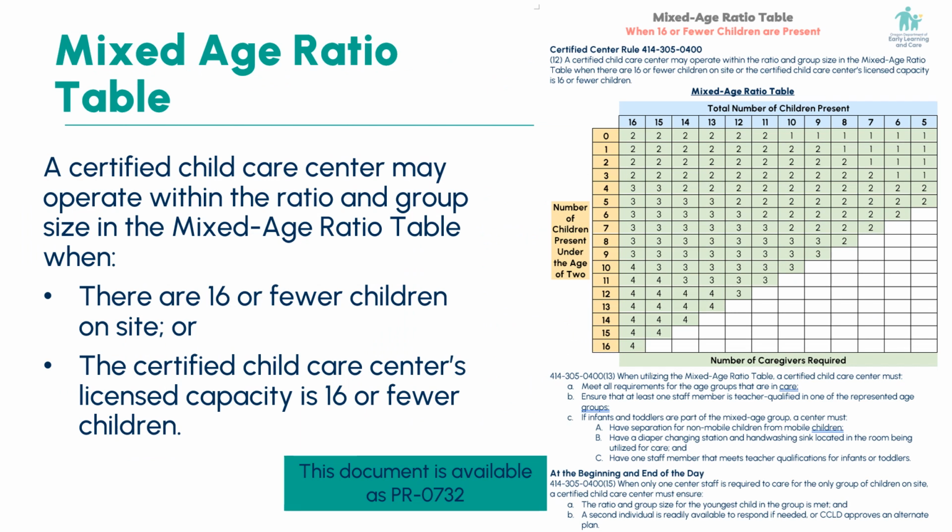There is a new ratio table in the rules. A certified child care center may operate within the ratio and group size in the mixed age ratio table when there are 16 or fewer children on site, or the certified child care center's licensed capacity is 16 or fewer children. The document shown here contains a chart to show how many caregivers there must be in a group based on the number of children under the age of 24 months. You can request this document, however, the chart is in the new rule book as well.